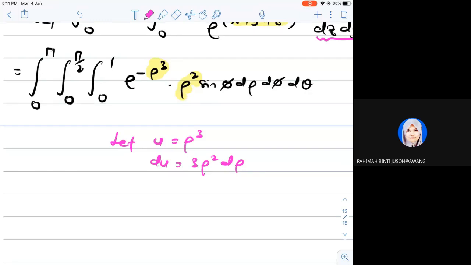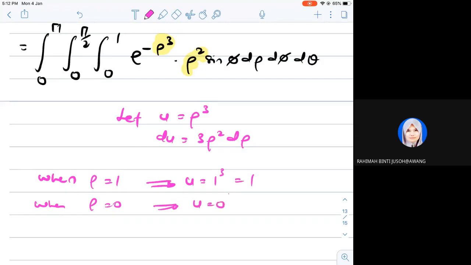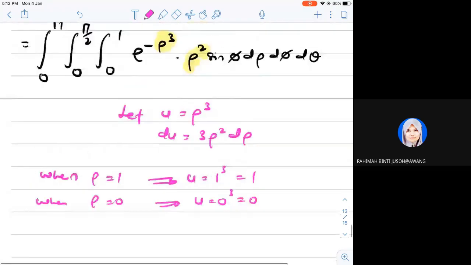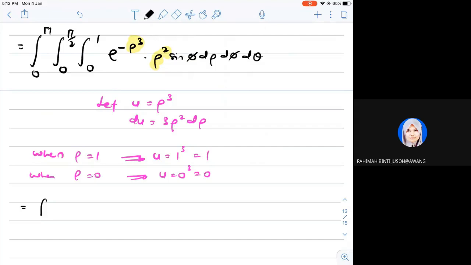So next, let's say we change the limit. Tapi kalau change pun sama je ni saya, sebab dia 0.1. When rho equals to 1, we have u equals to 1 cube equals to 1 lah. And then when rho equals to 0, kan sama. u equals to 0 cube, so equals to 0. Alright, so let us proceed. 0 until pi, 0 until pi over 2, 0 until 1, exponent negative u.